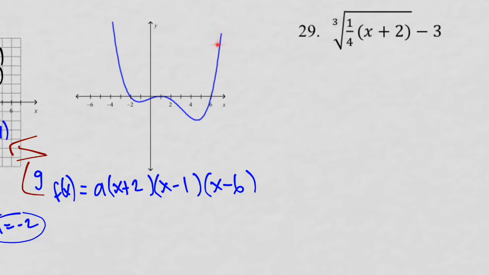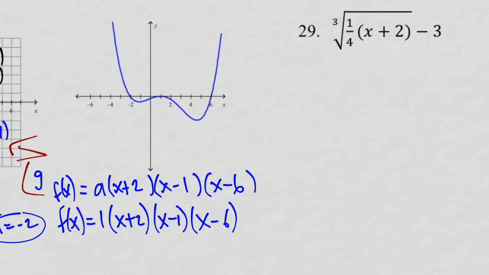Since it's increasing on the right, A must be positive, so it's 1. f of x equals 1 times x plus 2 times x minus 1 times x minus 6.